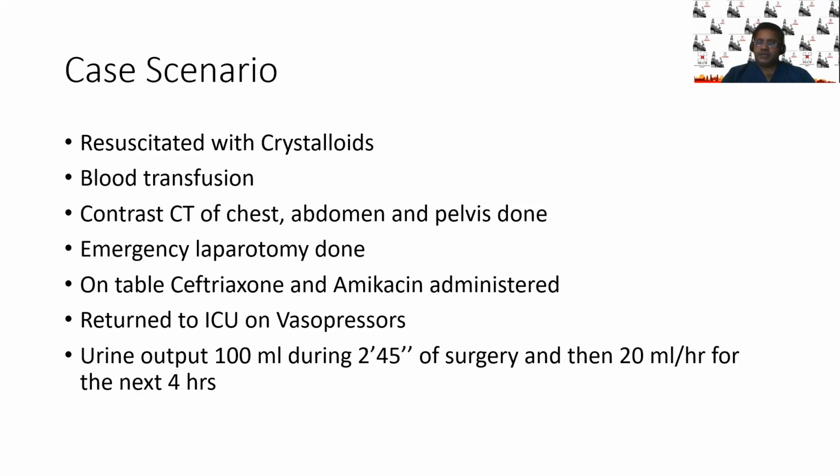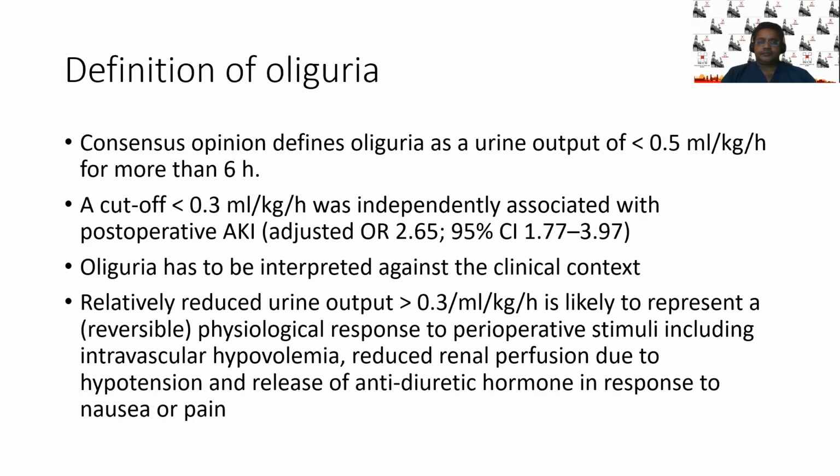So obviously, this patient has sustained a lot of insults to the kidney. He's hypoxic, he's hypotensive, he's got contrast, and he's got aminoglycoside, and is on vasopressors and had a prolonged surgery time in OT. So the urine output seems to be low. So does it fit into the definition of oliguria? Oliguria by definition, the consensus opinion, is a urine output of less than 0.5 mls per kilogram per hour for more than 6 hours.